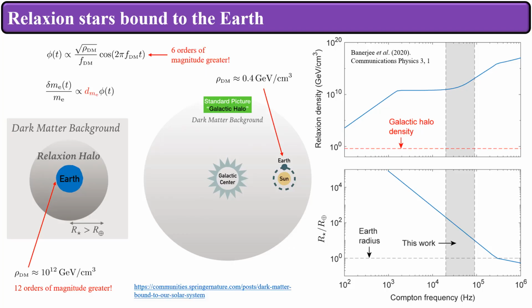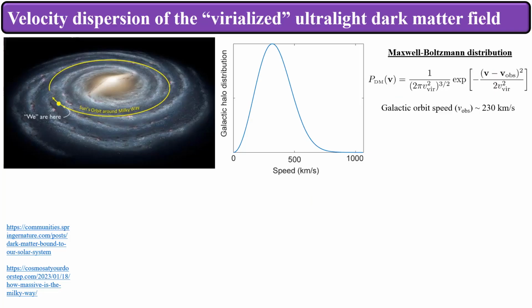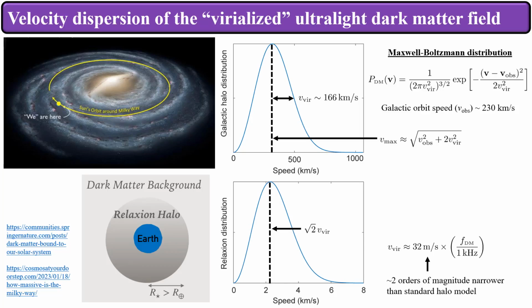Next, let's look at the velocity dispersion of dark matter. In the standard halo model, the dark matter velocity dispersion seen by a terrestrial detector is given by the Maxwell-Boltzmann distribution, centered close to the solar system's galactic orbit speed, and width given by the virial velocity. For the relaxion star bound to the Earth, the dispersion is almost 2 orders of magnitude narrower.